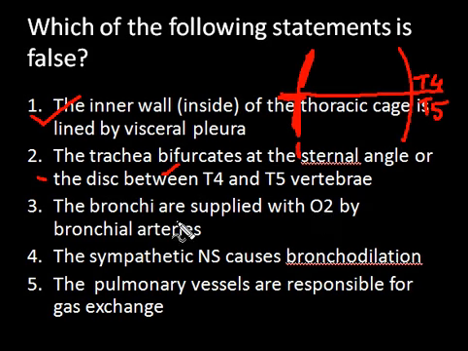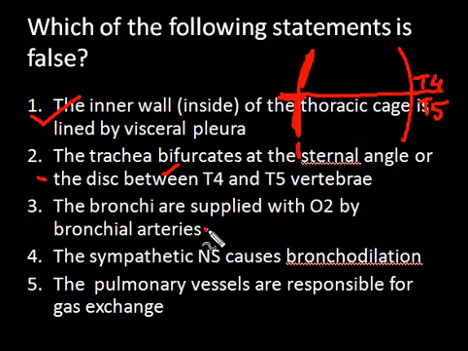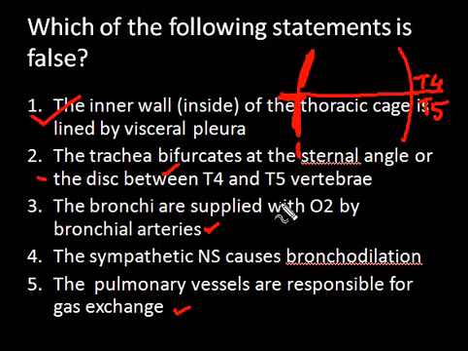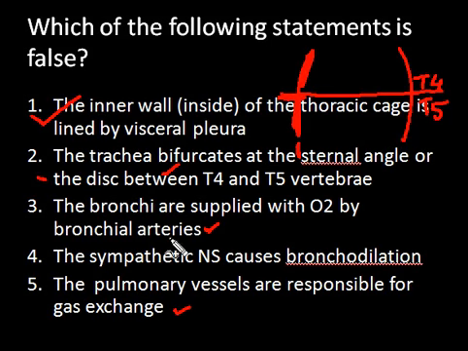Then the bronchi are supplied with oxygen by bronchial arteries. This is also a true statement, because the pulmonary vessels are only involved in gas exchange, which means that this one becomes true. The bronchi are supplied with oxygenated blood by bronchial arteries, and bronchial veins take back deoxygenated blood. So this again is true.